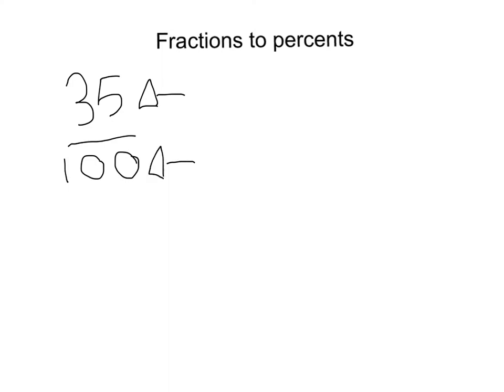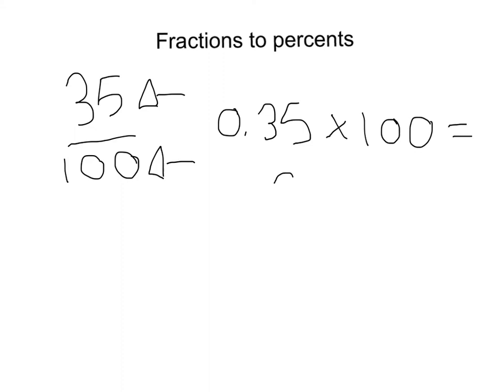Okay, so this is how to convert a fraction to a percent. Say you have a fraction like 35 over 100. To get that to a percent, you're going to divide the numerator by the denominator. So the numerator, which is 35, divided by the denominator gives you 0.35. So that's your decimal. But then we're going to multiply that by 100, and that's going to give you 35%. And that's how to convert a fraction to a percent.